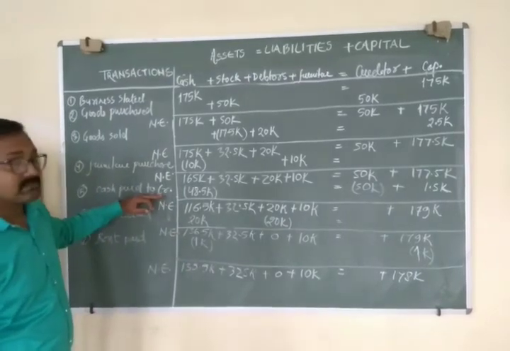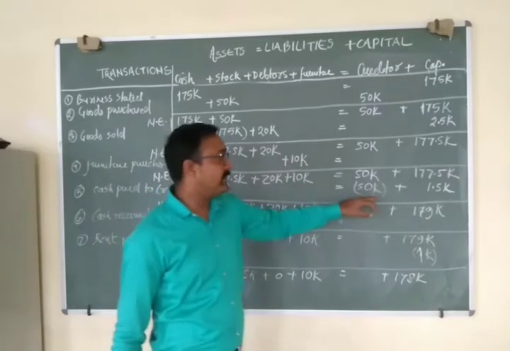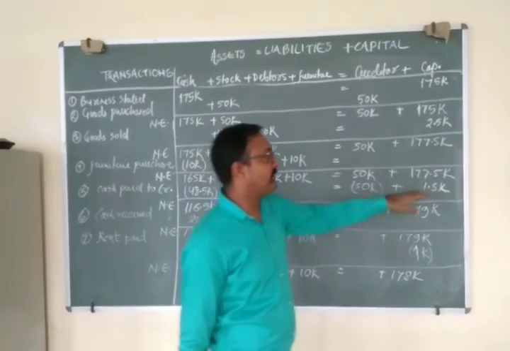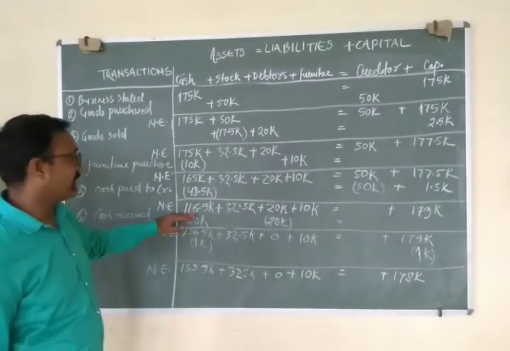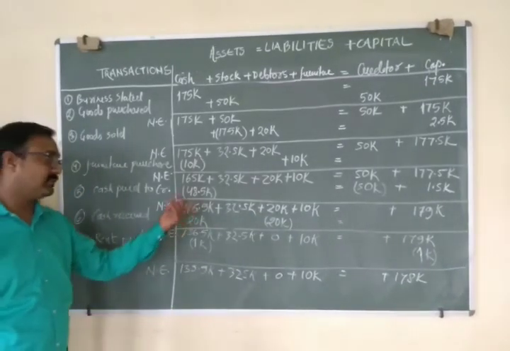In this transaction, once you pay cash to someone, it will decrease our cash that we are paying to our creditors. That's why our creditors will decrease by 50,000. And there is a profit of rupees 1.5 thousand, so it will increase our capital. Then after that you can calculate our revised amounts of the different assets and liabilities.